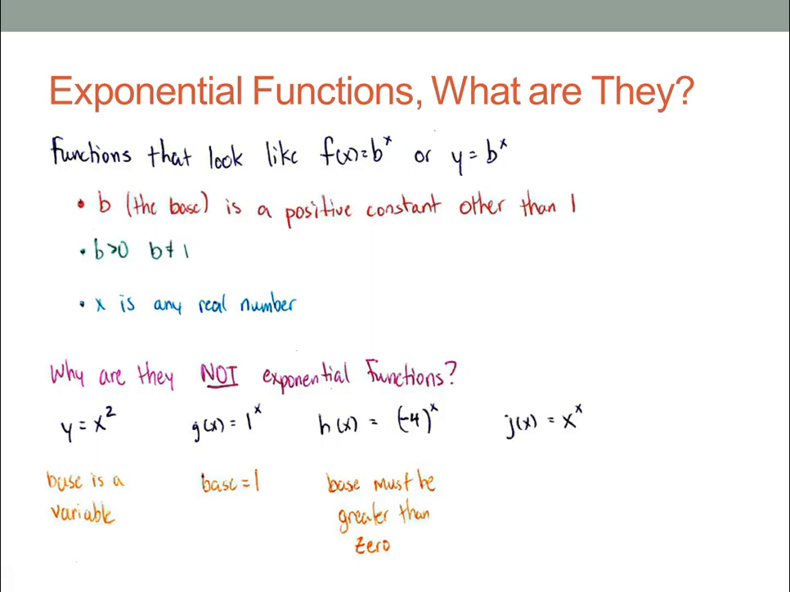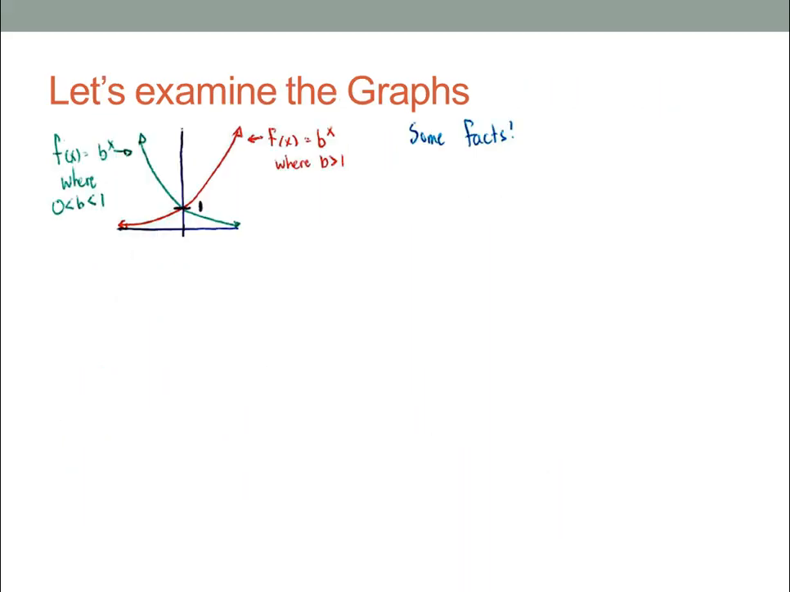And finally we have j of x equals x to the x power. Those got a lot of problems. You guessed it, it's because the variable is the base. Cool. So now we have an idea of what exponential functions are not. Let's take a look at what exponential functions are. Let's start by examining the graphs.